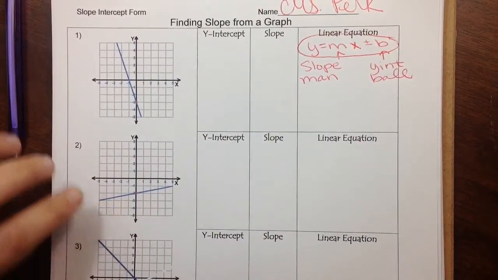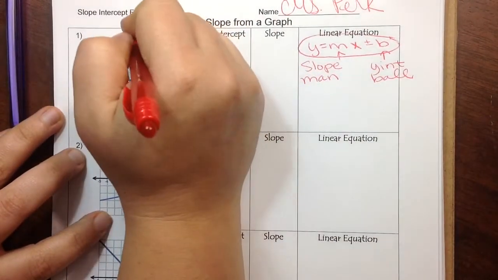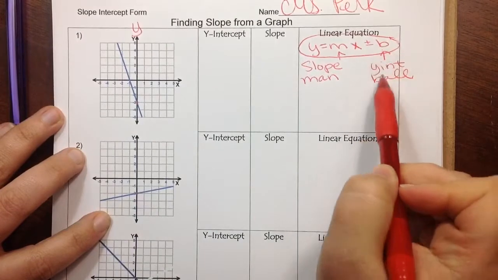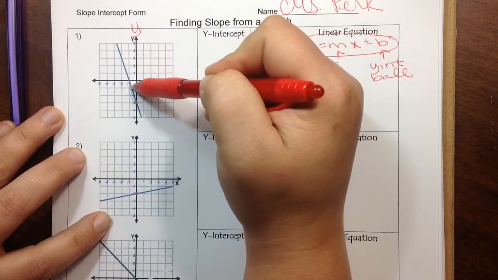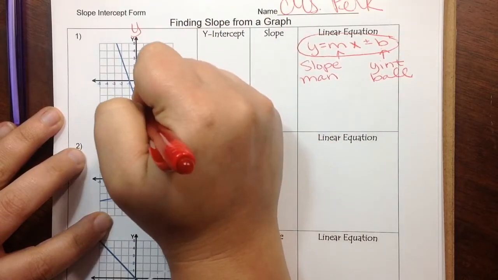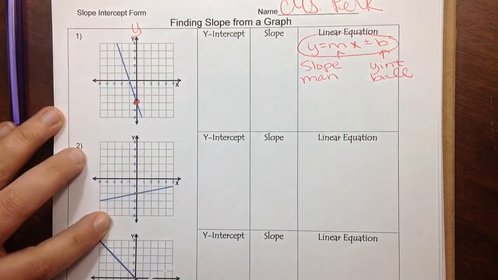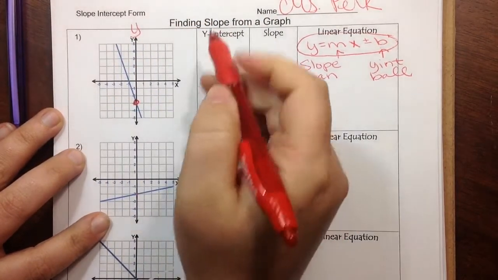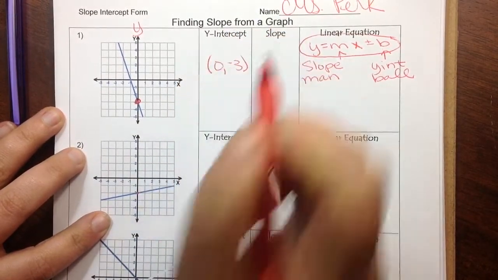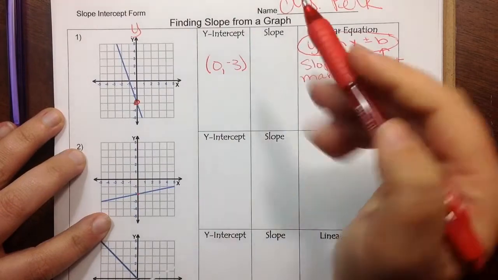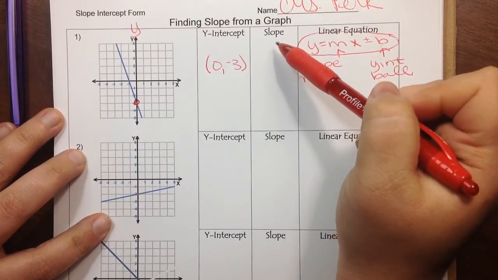So the first thing we're going to do is look at our graph. This is the y-axis. We look to see where the ball is on the y-axis. So you trace the line until it hits the y-axis. I'm going to look, and it's hitting at -3, which means my y-intercept is at 0, -3.